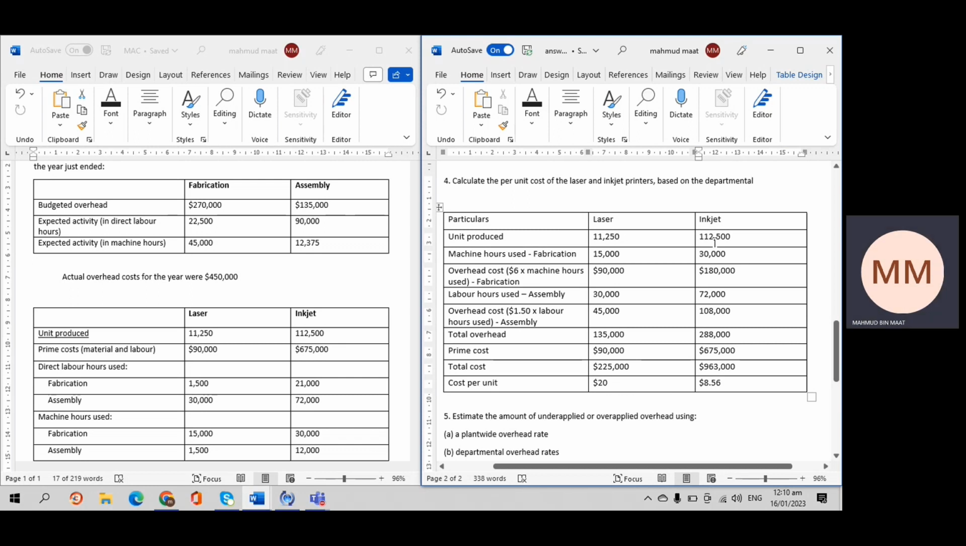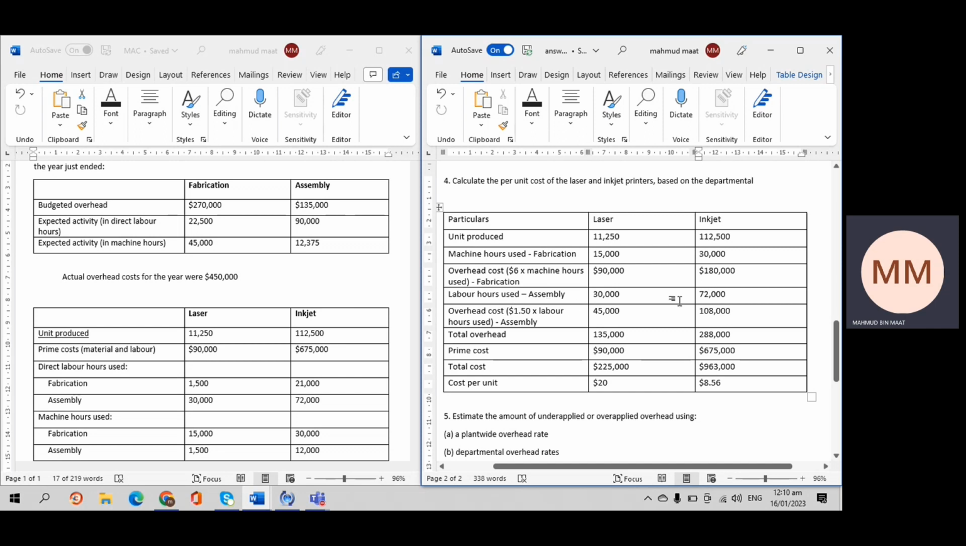So next for inkjet, units produced 112,500 we get from here. So machine hours used in fabrication, 30,000 we get from here. Why do we choose this? As I mentioned before, fabrication uses machine hours as a cost driver. So we choose 30,000 instead of 21,000. So 30,000 we need to multiply by 6 to get overhead cost, which is 180,000.